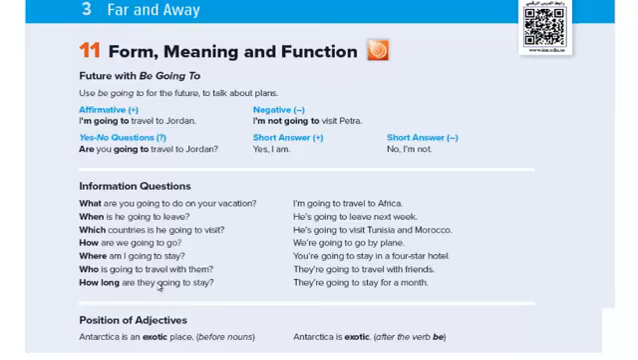Another thing to consider in this review is the position of adjectives. In the position of adjectives, we have: Antarctica is an exotic place. Here the adjective comes just before the noun it modifies. In the other case, Antarctica is exotic. Now the adjective comes just after the verb to be. So how many cases do we have for adjectives? Two cases. Either before the nouns they modify or just after the verb to be. Okay?